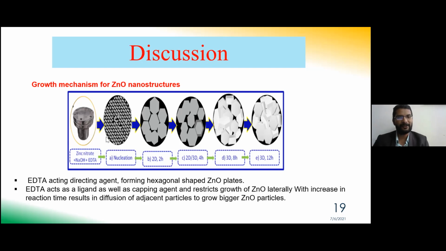After heating, that zinc material is converted into zinc hydroxide. Further, it gets converted into zinc oxide. With increasing temperature, it converts into hexagonal plates, and afterwards with increasing temperature, diffusion of adjacent plates takes place. It converts to grow bigger size hexagonal materials, and this is observed in FESEM and TEM. It gives a clear-cut indication.